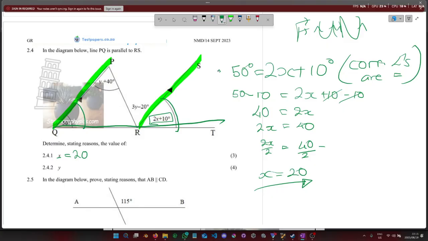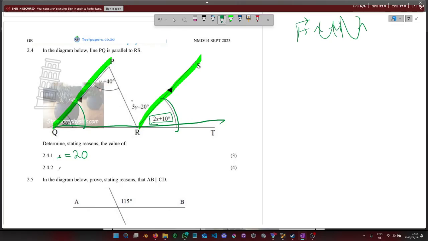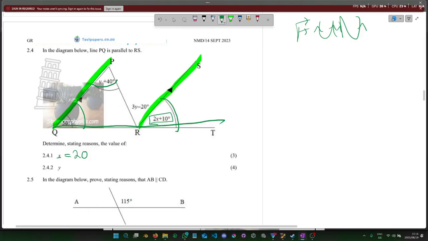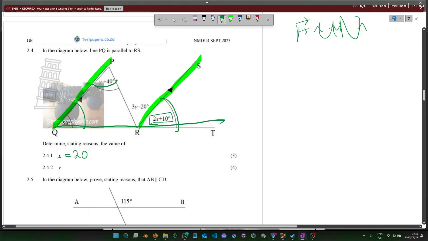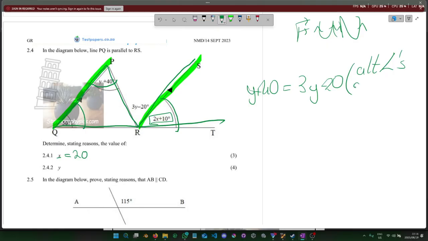Copy this down. Right. Let's check out y. So yeah, they give us two things, right? We can either use alternate angles, where this forms a Z or N, right? Where y plus 40 is equal to 3y minus 20 because alternate angles are equal.